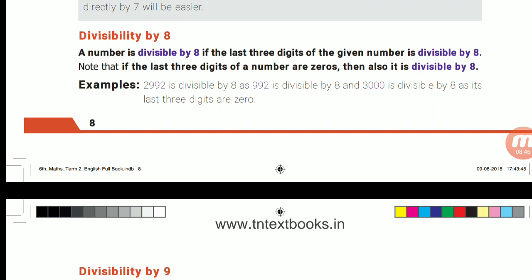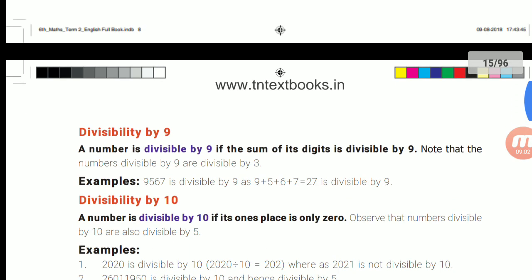There is another factor also. If the last 3 digits are 0, see in 4 we saw that if the last 2 digits are 0, it is divisible by 4. Same as in the case of 8, if the last 3 digits are 0, the number is divisible by 8. Okay, divisibility by 9.